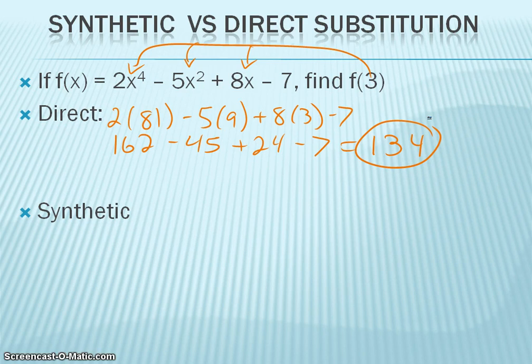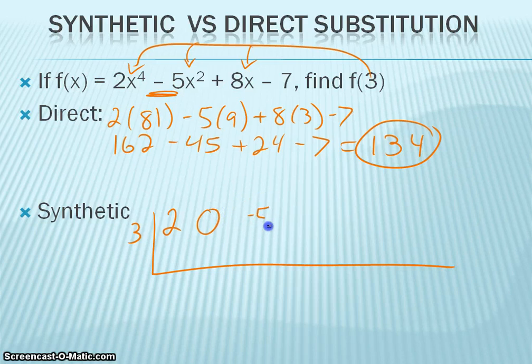Now, we can use synthetic substitution. That synthetic word should seem familiar. We did it with synthetic division, and in fact our process is actually going to be the same. So, we set up that elongated L, put our factor out in front. In this case they already told us it's 3. We set up our coefficients, watching out for any missing degrees. In this case, I'm missing an x to the 3rd, so I do have to put that 0 in there. Got a -5, 8, and -7.